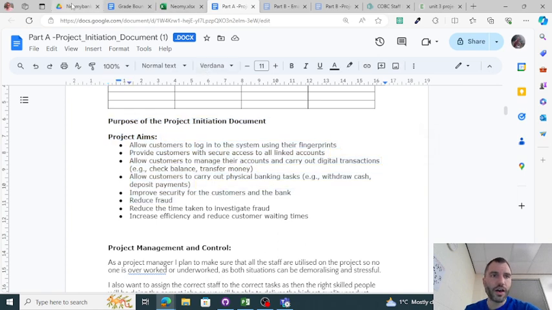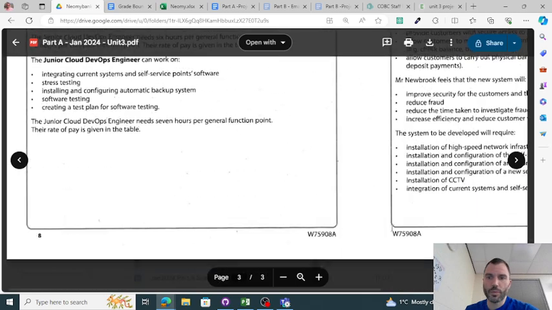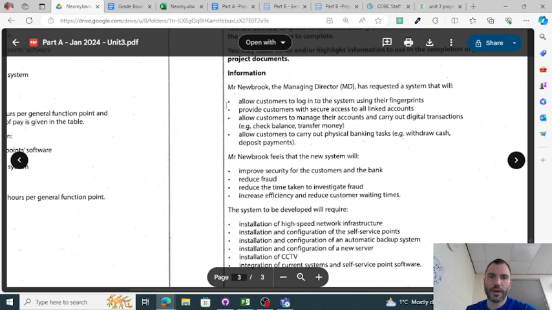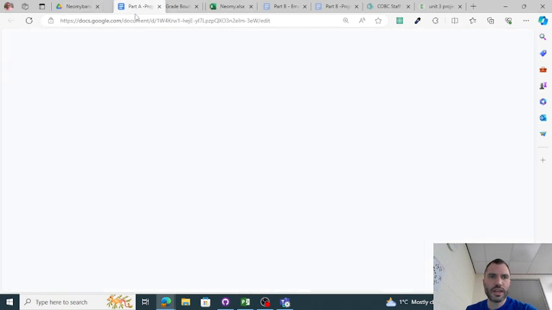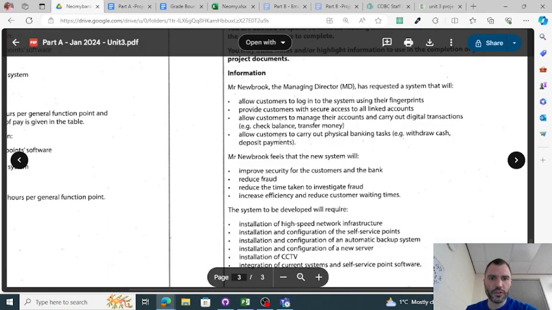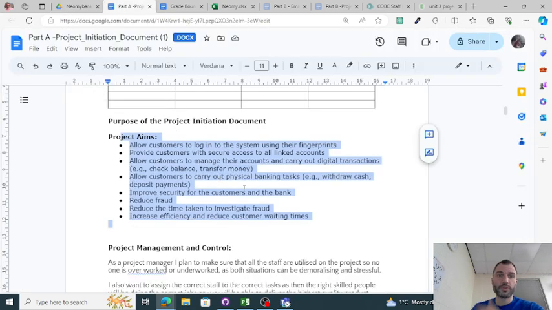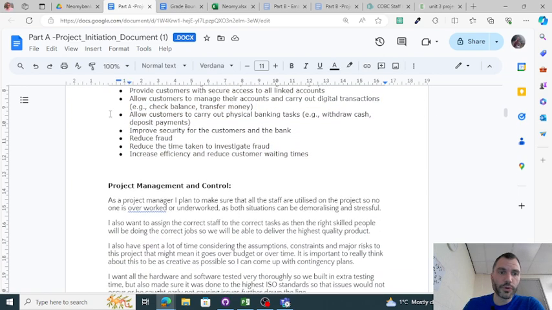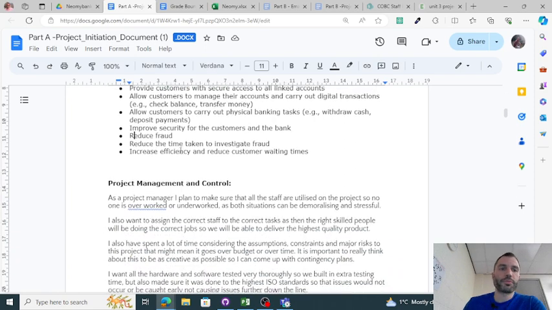These are the things that always come on the first page. So, what are we trying to achieve from the system? I usually think the first two things are the aims, and then these are the business goals. So allowing customers to log in to the system, use their fingerprint, provide customers secure access, improve security, reduce fraud. They are the aims of the project, right?